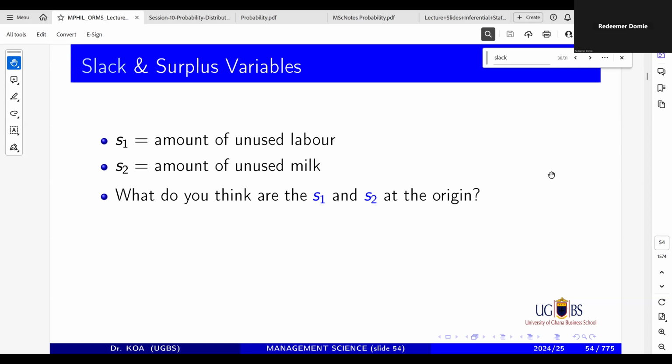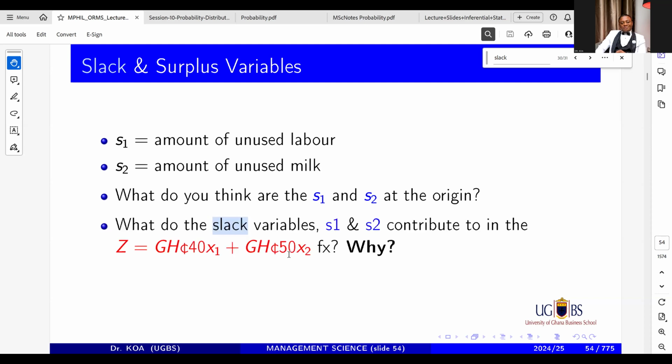So yes, the slacks are going to be at their maximum value, because x1 and x2 are zero. So the labor slack will be 40 and the milk slack will be 120. Everything that is available becomes slack because you are not producing anything. It means you have wasted all of the resources. You can type your answer in the chat.